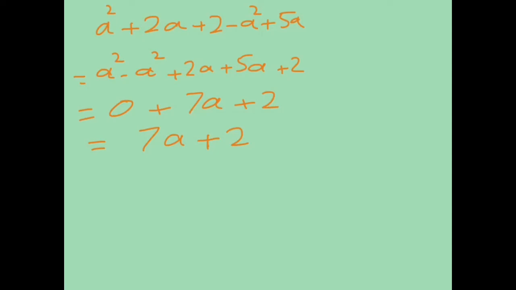So a square minus a square, what is your answer? 0. Both cancel each other because they are exactly the same quantity with opposite signs. What is left here? 0 plus 2a plus 5a, what is your answer? 7a plus 2. So 0 plus 7a plus 2, in the next step your answer will be 7a plus 2. Thanks.